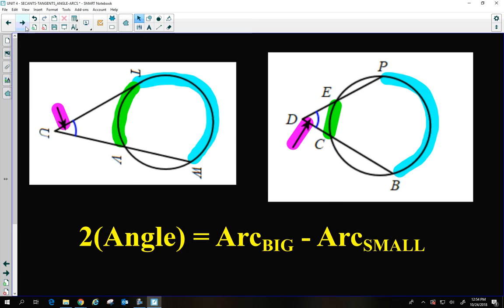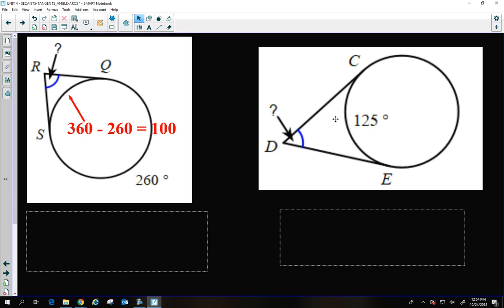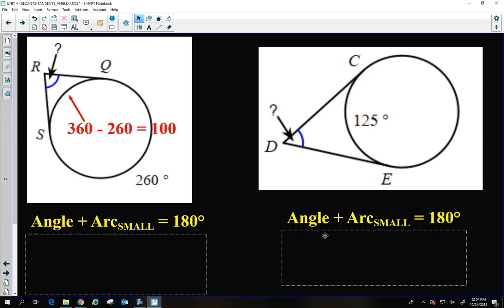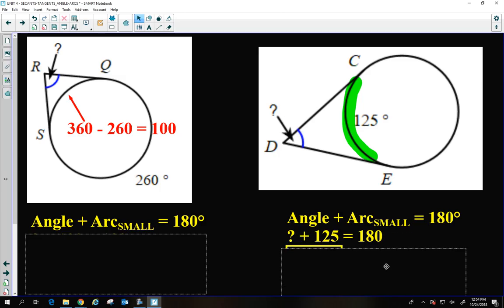So let me do a couple problems. In these two, I have two tangents. So the relationship that exists, that I'll write both times, is that the angle plus the small arc equals 180. So I'm actually going to look at the one on the right first. The angle is what I'm looking for, and I have the small arc, and I'll be consistent and color it in green. And so I just need to plug in question mark for the angle, 125 for the small arc. They should add up to 180. So if I subtract 125 on both sides, I find out that arc is 55 degrees.